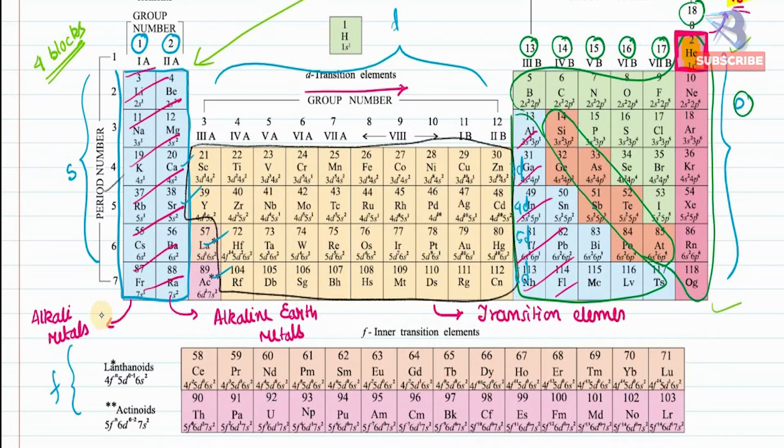Transition elements are also known as transition elements because they form a bridge between these highly reactive S block and the less reactive 13th and 14th group metals.